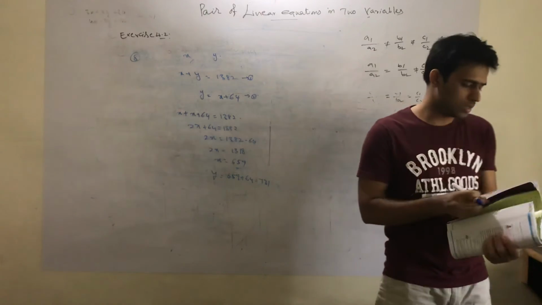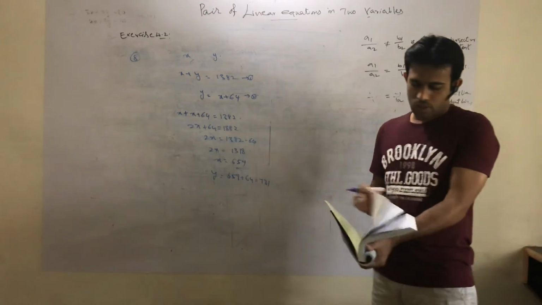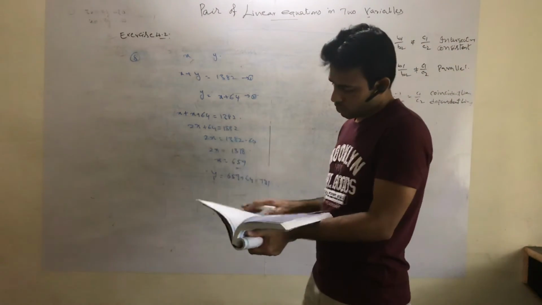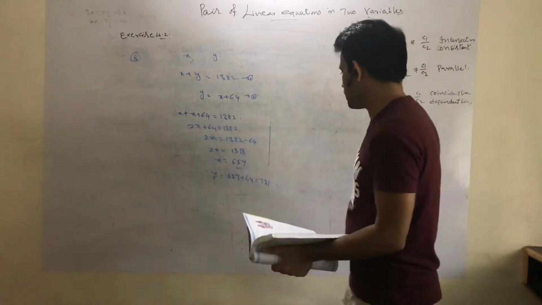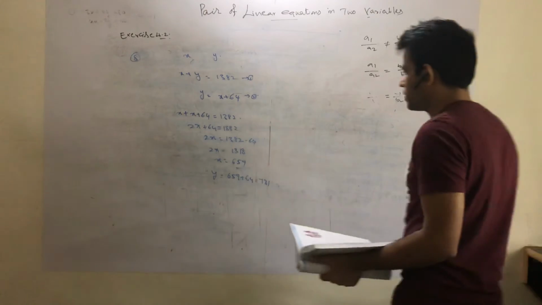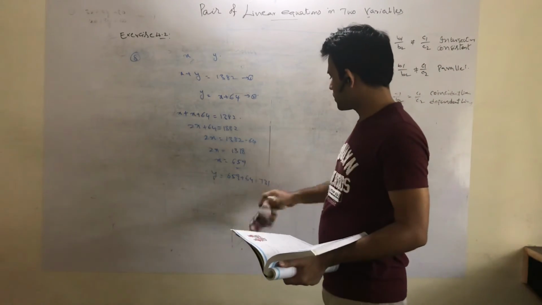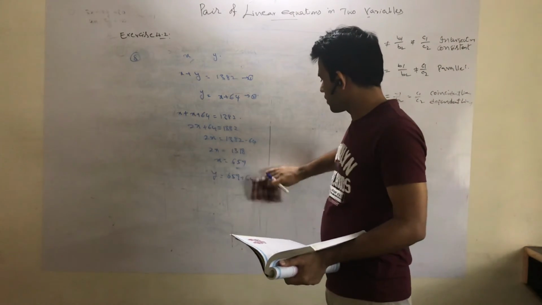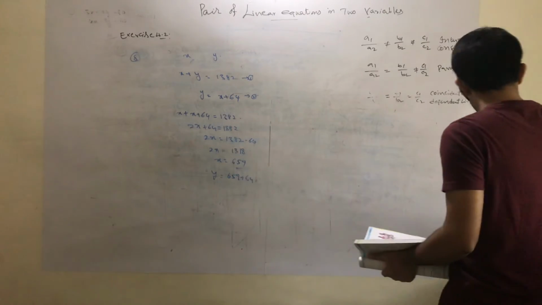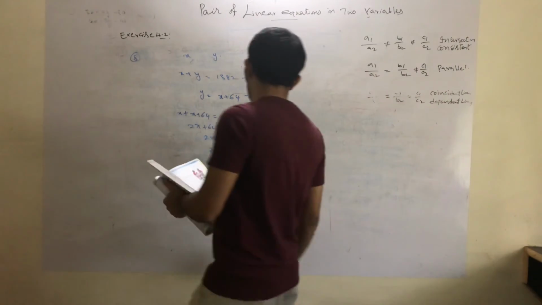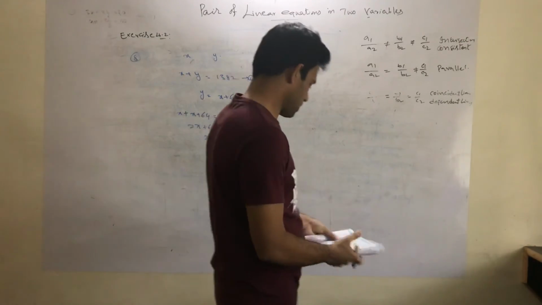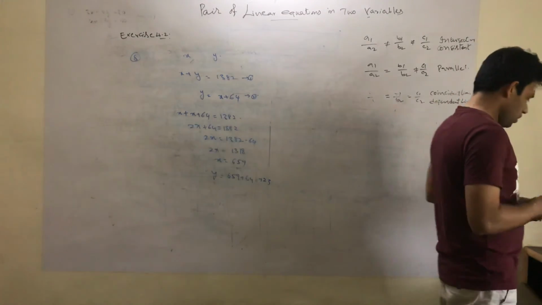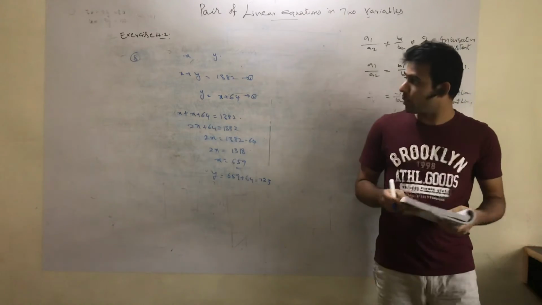So let's verify the answer. Your exercise 4.2, 659 and 723. Okay, I think I got this addition wrong. 659 plus 64. Yeah, 23 correct. This is 723. So you have 723 pages. Okay, so that's your problem number 8.